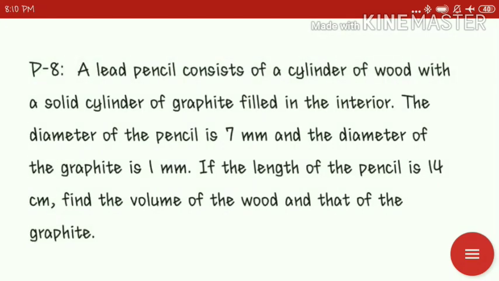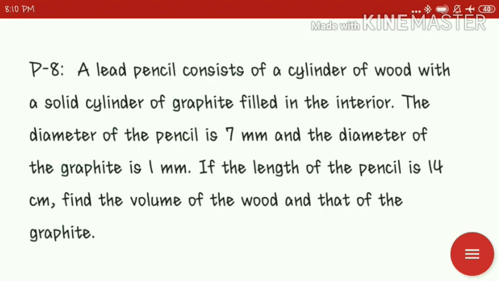Problem number 8. A lead pencil consists of a cylinder of wood with a solid cylinder of graphite filled in the interior. The diameter of the pencil is 7 mm and the diameter of the graphite is 1 mm. If the length of the pencil is 14 cm, find the volume of the wood and that of the graphite.